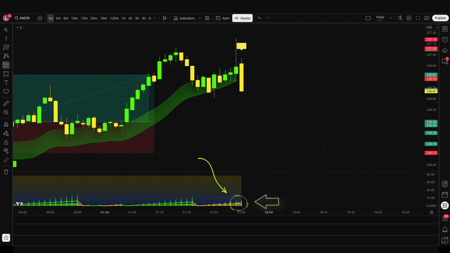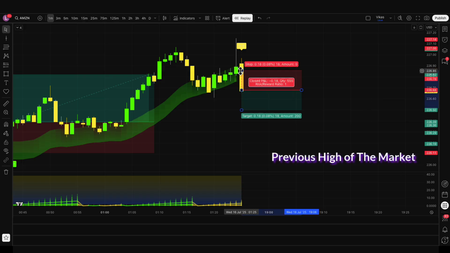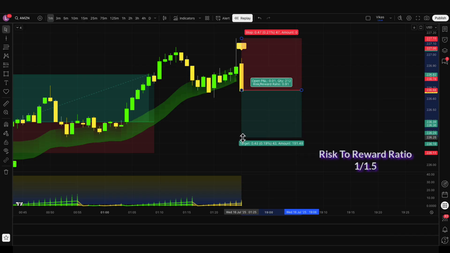Here the trend reversal probability indicator is yellow color. Here market has made a bearish candle to give confirmation. So all our conditions are being fulfilled, so we are placing an order to sell. Our stop loss is to be placed at the previous high of the market. And the risk to reward ratio will be 1:1.5.